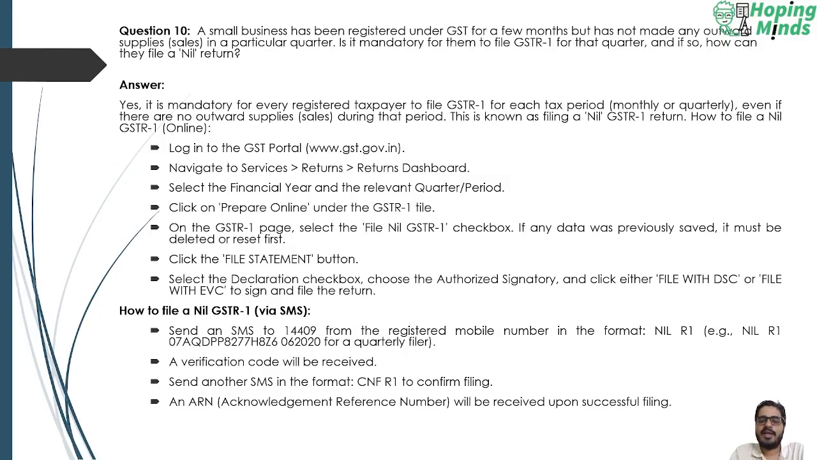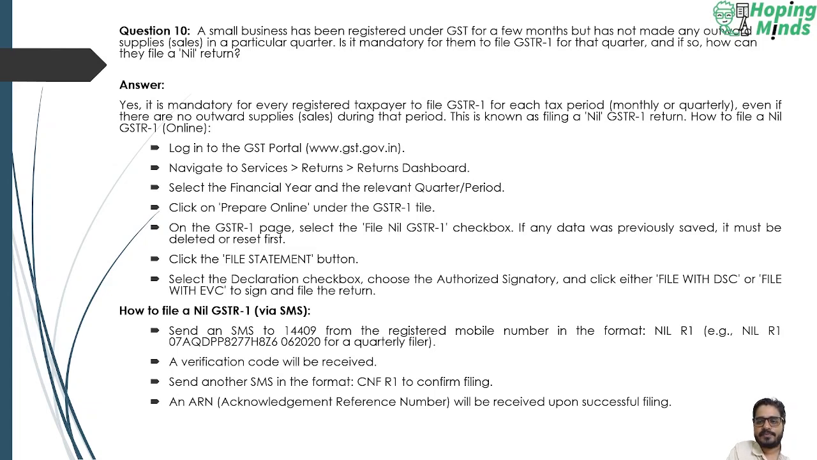Next is the mode through SMS. We can file nil GSTR1 return through SMS services. So we have to send an SMS to 14409 from the registered mobile number in the format: NIL, then the return type, that is R1, then the GSTIN, then the period, that is month and year in YY format, for a quarterly filer or a monthly filer.